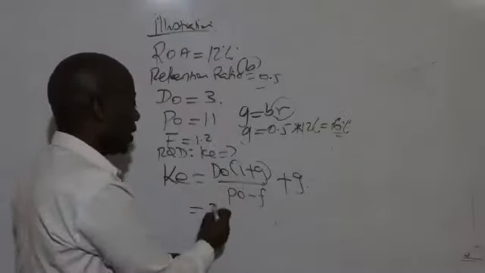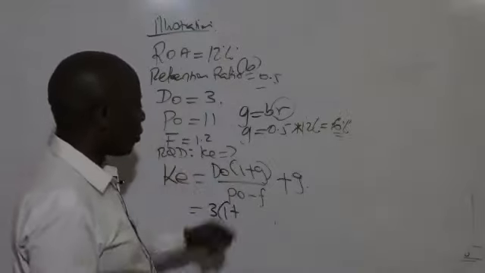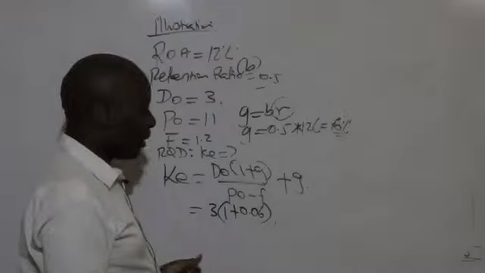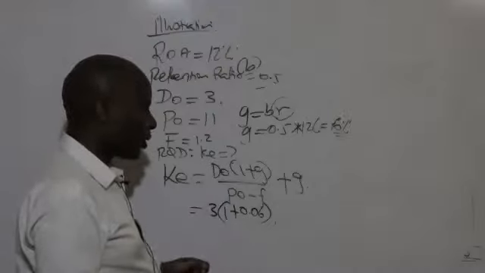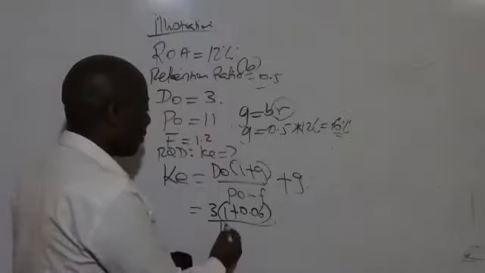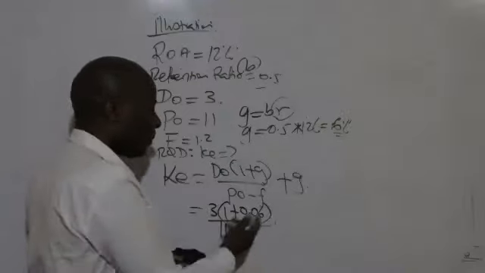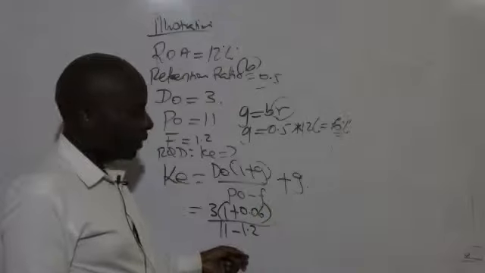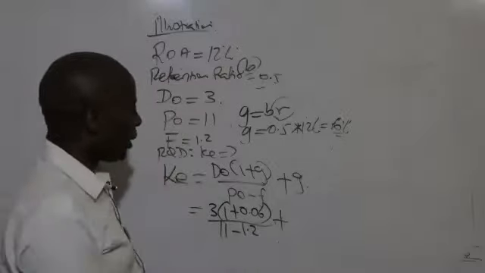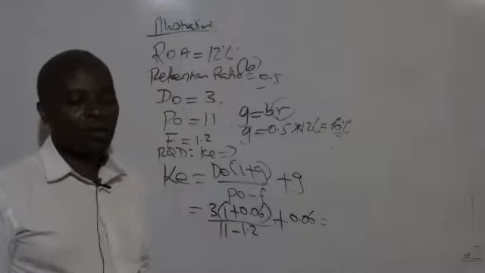So the D0 is 3. We have into brackets here 1 plus the growth rate. And the growth rate happens to be 0.06, right? All over P0, which is what here, 11. But now remember, this time around, we are not very fortunate. For us to be able to sell our shares, we must float them up at a cost of 1.2 per share. Plus, ladies and gentlemen, the growth rate again, this growth rate is 0.06.